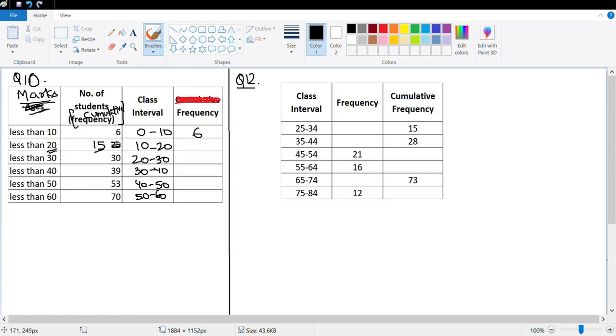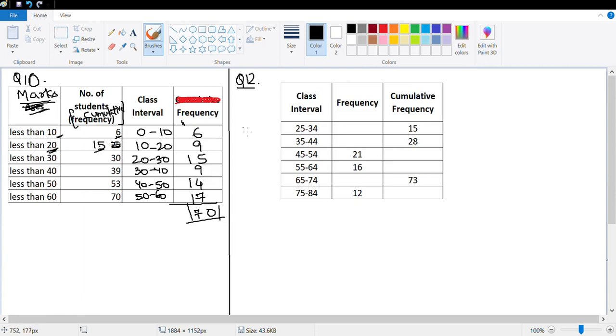15 students scored less than 20 marks, out of which 6 are already less than 10, which means 15 minus 6, that's 9 students were between 10 and 20. Next is 30 minus 15, which is 15. 39 minus 30, 9. 53 minus 39, that's 14. And 70 minus 53, that's 17. Let's check. 6, 15, 24, 33, 47, 64. Perfect. My answer is correct.